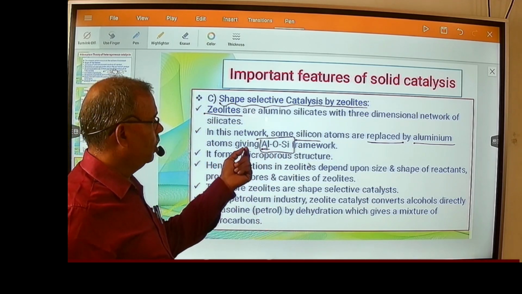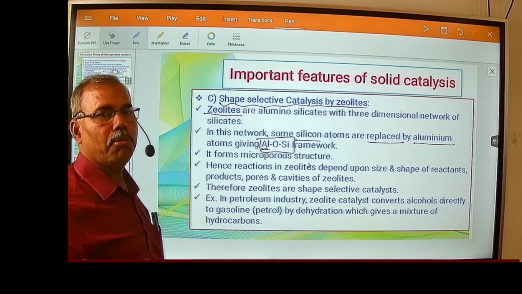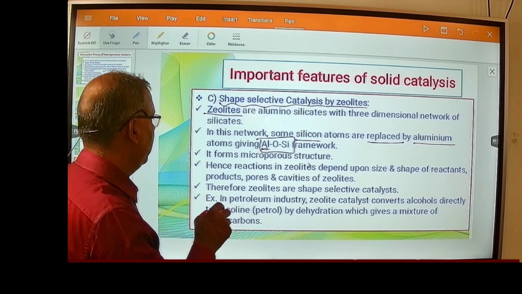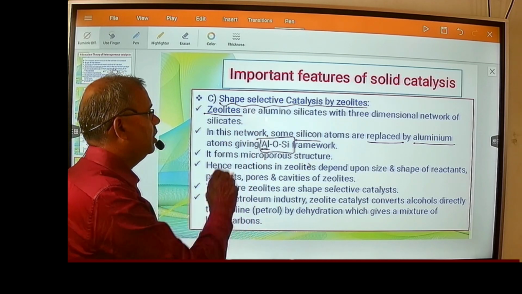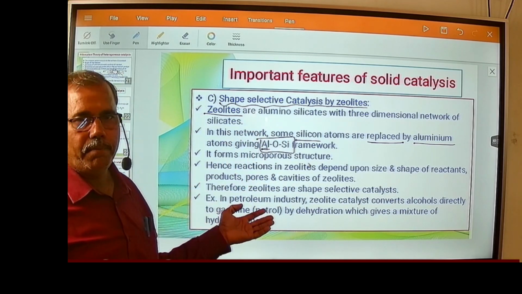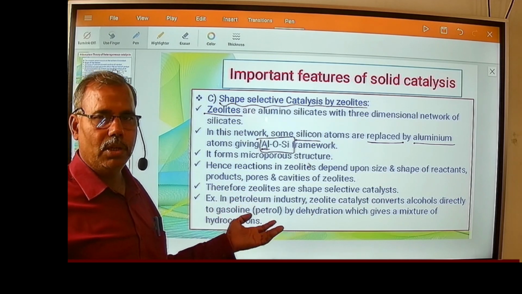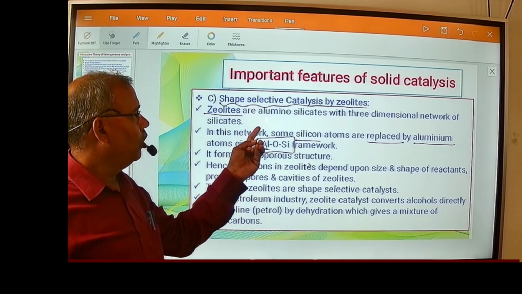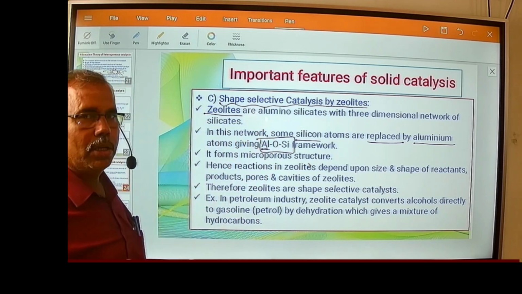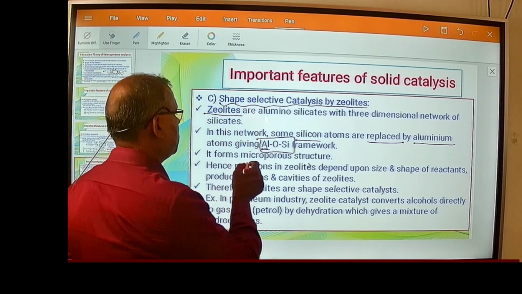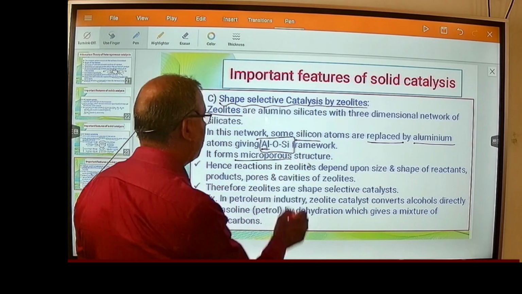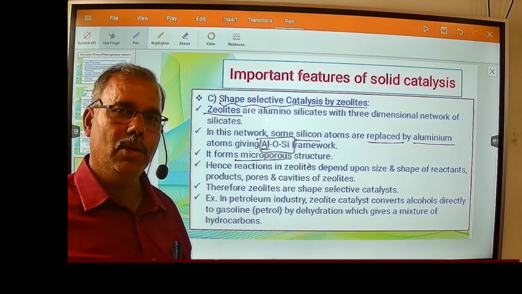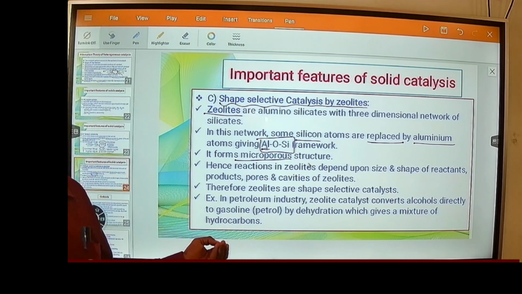So this type of AlOSi framework is formed in the network of the silicate. So we say that this is the aluminosilicate. So when aluminum replaces silicon atoms in the silicate network, then it is called aluminosilicate, and that is nothing but zeolites. So it forms a microporous structure. So zeolites are replacement of silicon atoms by aluminum atoms.